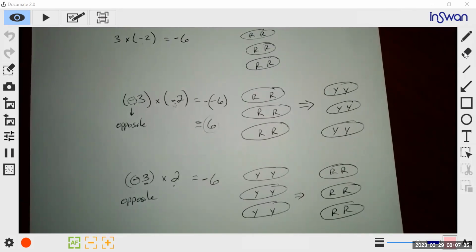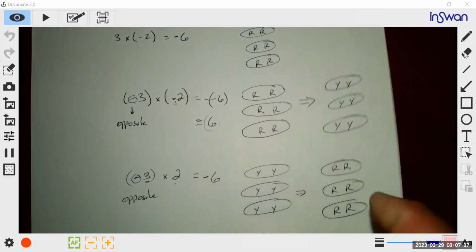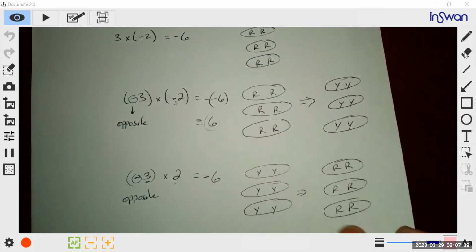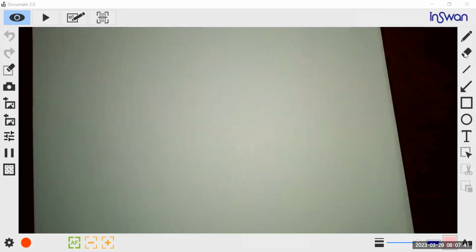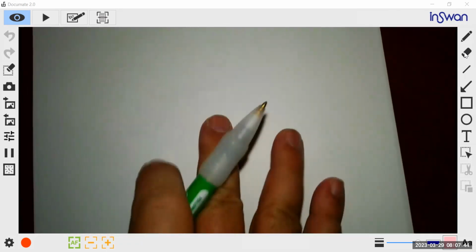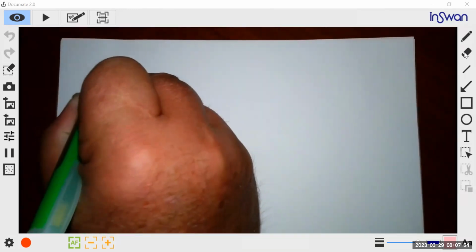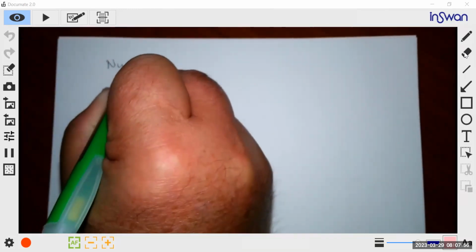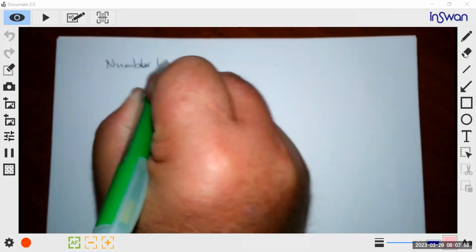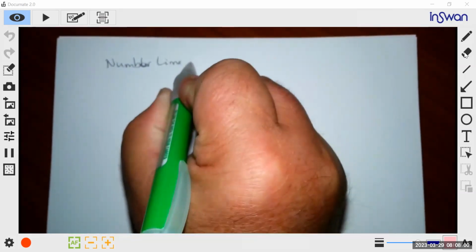All right, so that's how using chips would work. And after the kids learn that, okay, I don't need the chips, I can just use Y and R, or blue and red, or whatever colors you choose, then that would work. How about we look at the number line? The number line model for multiplication.